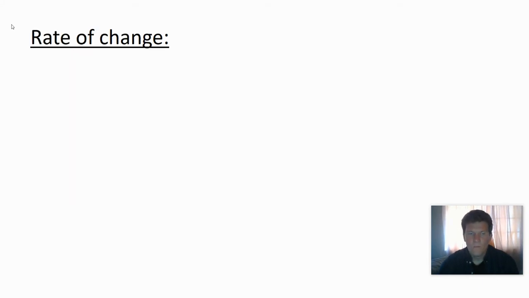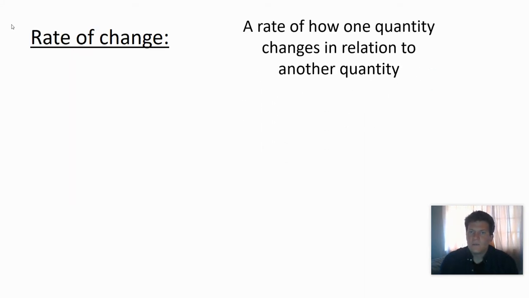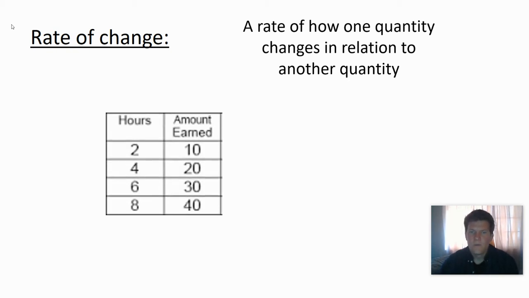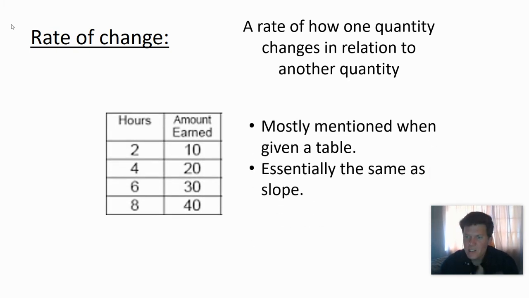Oh, just kidding. One more vocab word. We have rate of change. Rate of change is the rate of how one quantity changes in relation to another quantity. Most of the time, rate of change is mentioned when it's given in a graph. It's basically the same thing as slope. How are the y's changing compared to the x's? How's my output changing compared to the input?